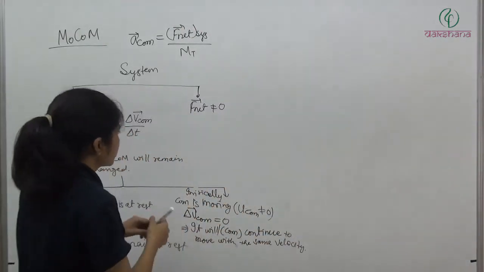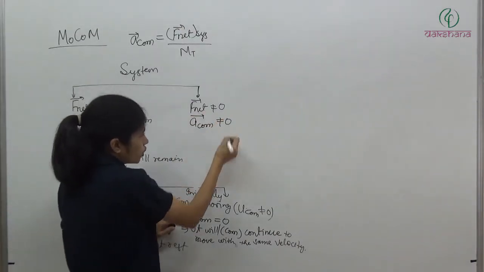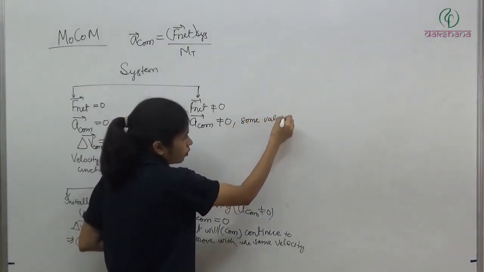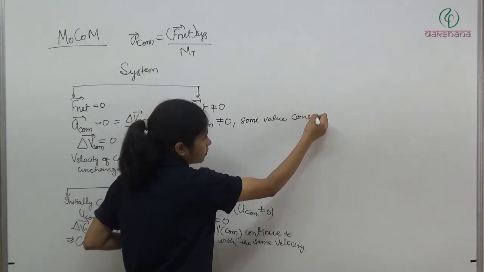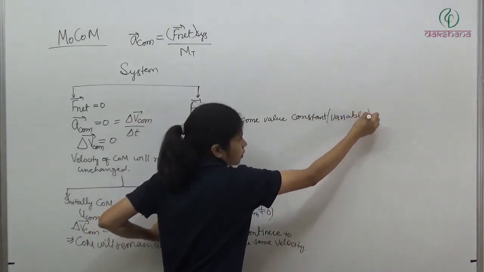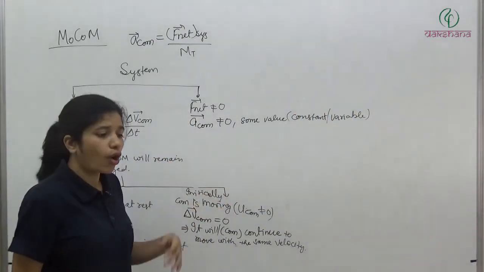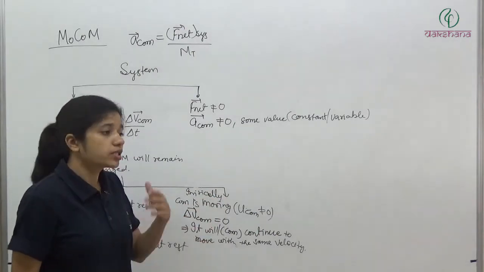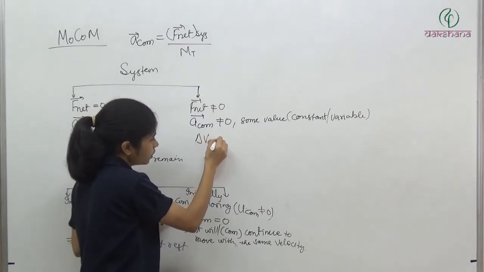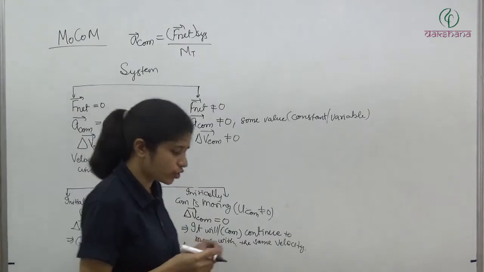Now the next case is, if F net is not equal to 0, it means a of center of mass is not equal to 0. It means it will be some value, constant or variable. So now if there is a net force on the system, it is going to have some acceleration. All the particles may have some acceleration. Center of mass will have some acceleration. Clear? And delta v of center of mass is not going to be 0. There will be a change in velocity of center of mass.